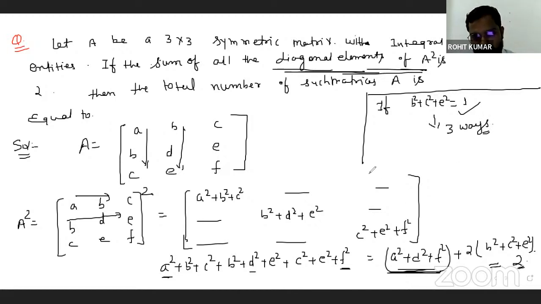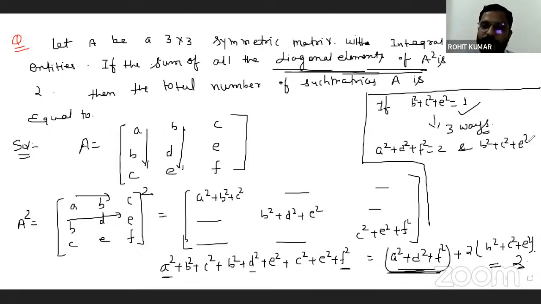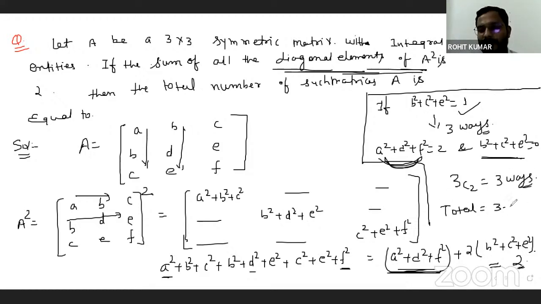Second case which we can make out here is A square plus D square plus F square is equal to 2, and B square plus C square plus E square will become 0. So all of these B, C, E will be 0, and 2 out of these 3, A, D, F, should be equal to 1. So that will give you 3C2, that's another 3 ways. So how many total number of ways did we get? 3 plus 3, that is 6. So we can have 6 such different matrices. I hope this is clear.